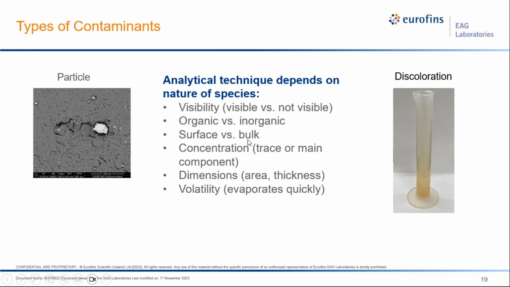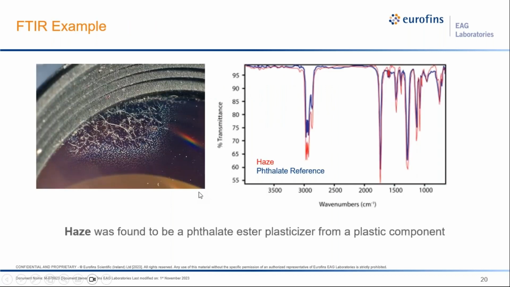Now, is it on the surface or is it bulk? Is it a defect like a particle shown on the side here? That really is going to tailor what technique you're using. Also, is this a trace level contamination present in a low concentration, or is it one of the main impurities that you're looking for? And finally, what's the size of the sample, and is the contamination volatile? Is it going to evaporate quickly?